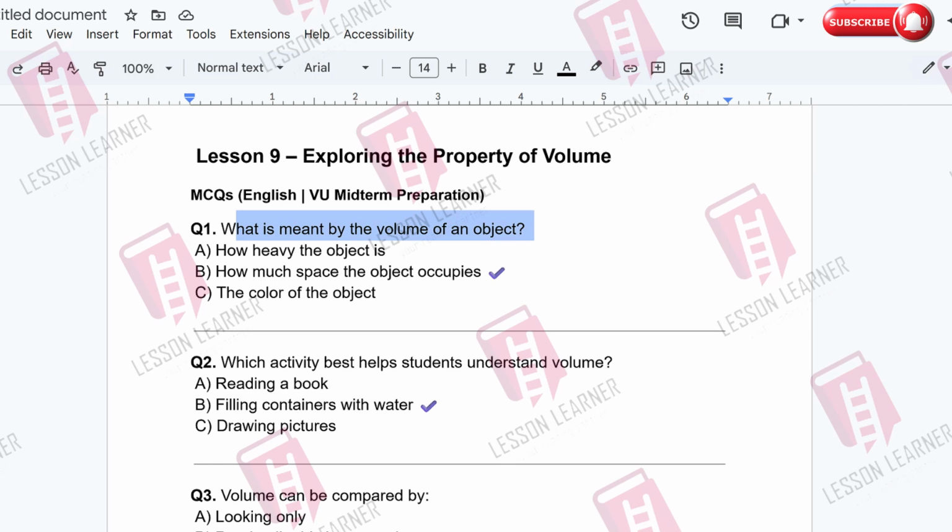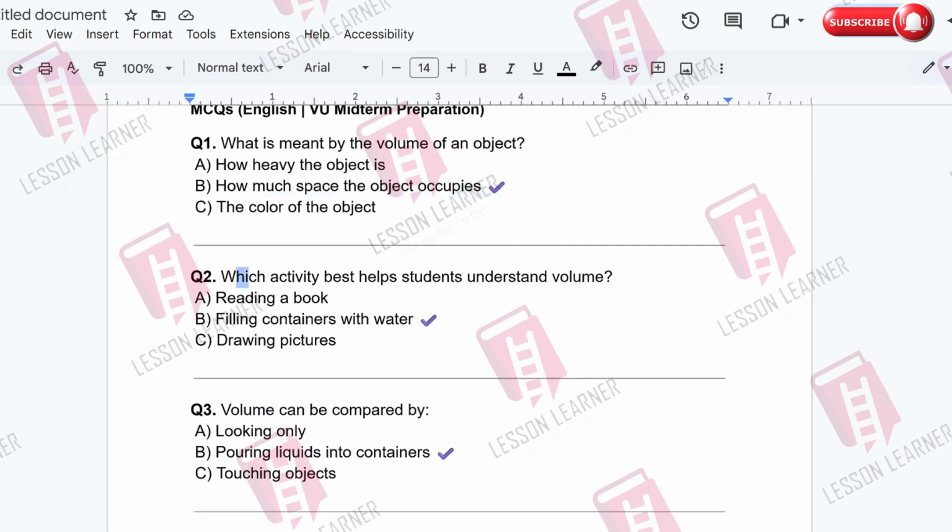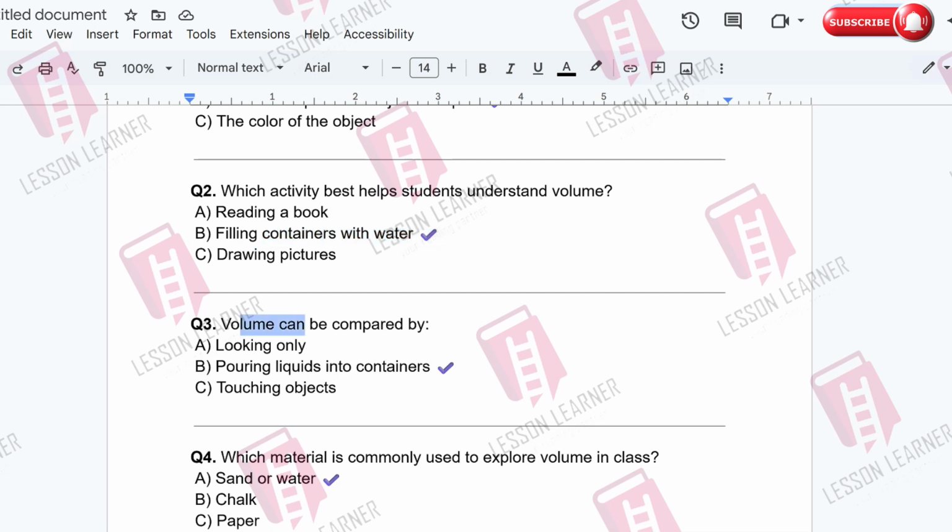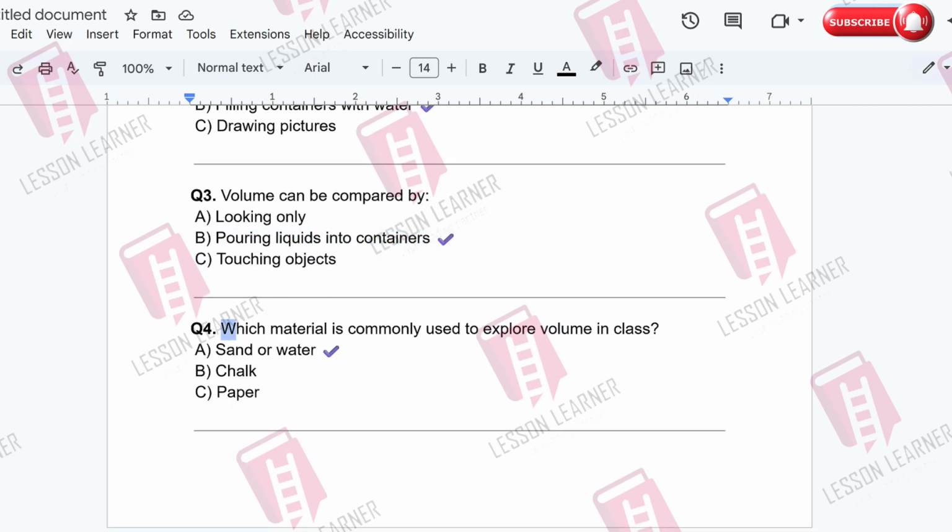What is meant by the volume of an object? How much space the object occupies. Which activity best helps a student understand volume? Filling containers with water. Volume can be compared by pouring liquids into containers.